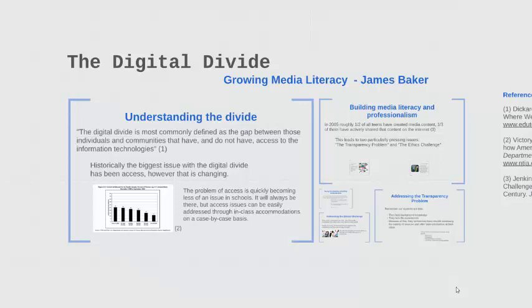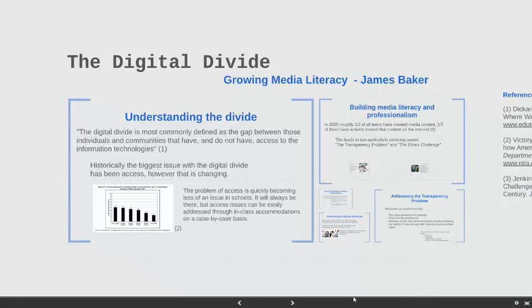Now, the digital divide is something we have all dealt with as teachers, as educators, as students ourselves. Some people have access to things very, very easily, others do not, and the digital divide is a very real thing. But the true issue that we're facing now has begun to change.